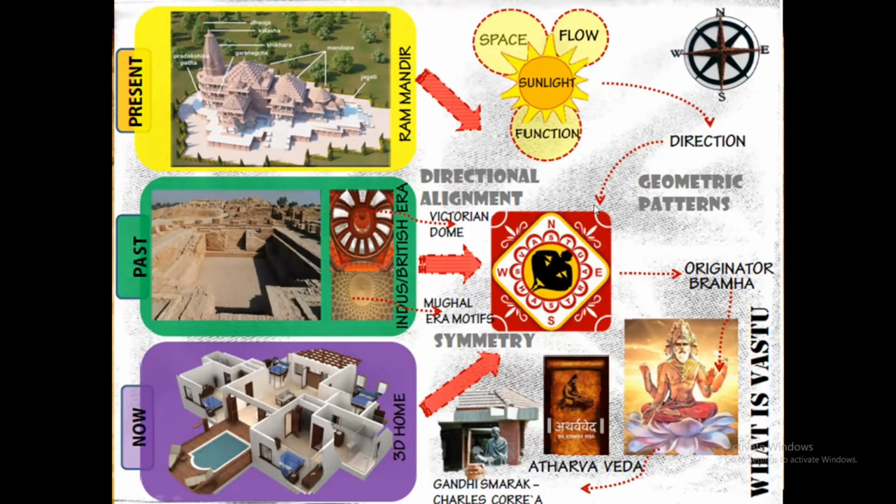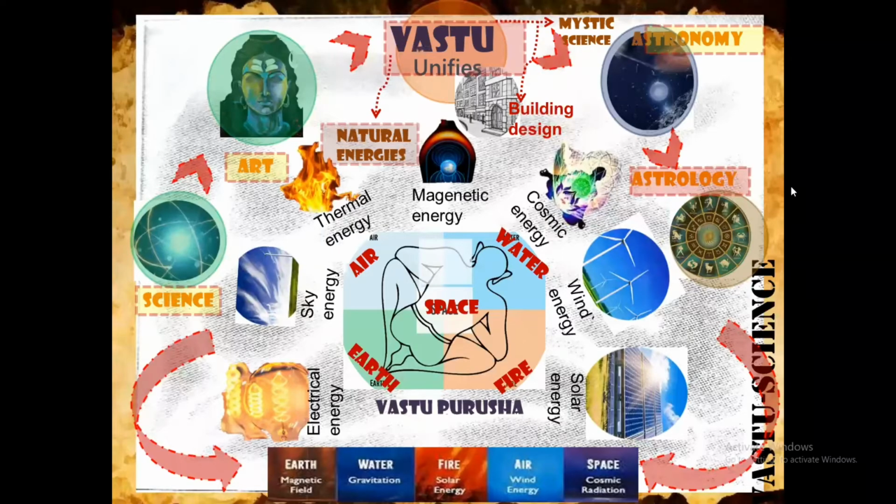Vastu is said to have origin in the Atharva Veda, which dates back to 3300 BC, with its originator being Brahma. Thus we infer that Vastu is a mystic science that unifies science, astrology, and astronomy with respect to building designs and natural energies. Some natural energies are thermal energy, magnetic energy, cosmic energy, solar energy, and electrical energy. The magnetic field represents Earth, gravitation represents water, solar energy represents fire, air represents wind energy, and space is related to cosmic radiation.